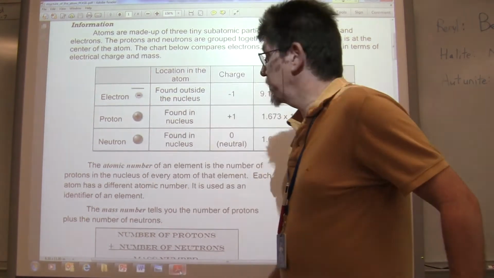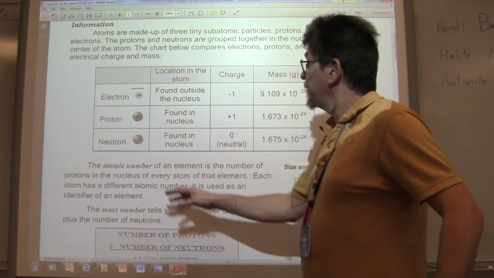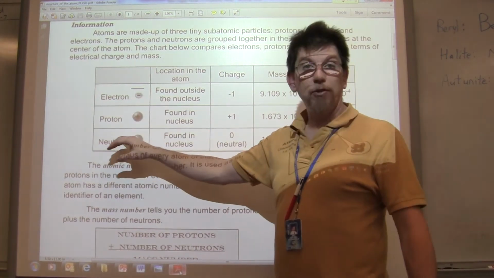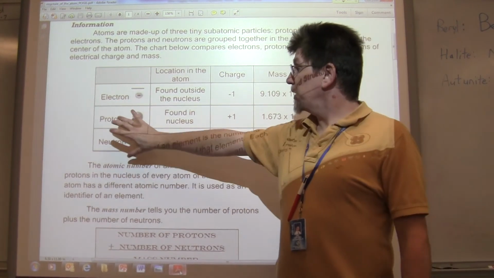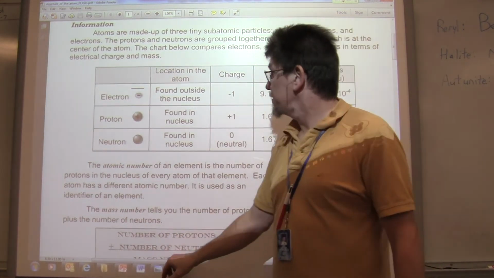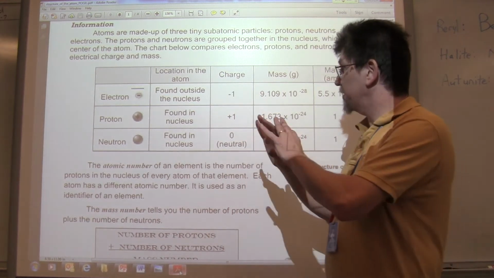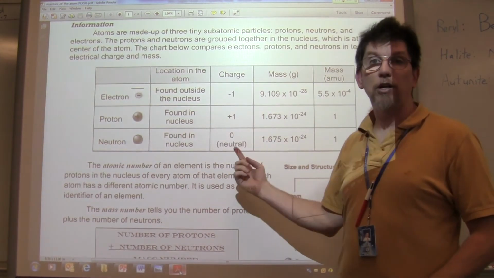Now, the first thing we want to look at is that we have three particles in an atom. We have electrons, protons, and neutrons. First, we're going to look at the protons and the neutrons. Now, the protons and neutrons are pretty much identical, identical in almost every way except for the charge.